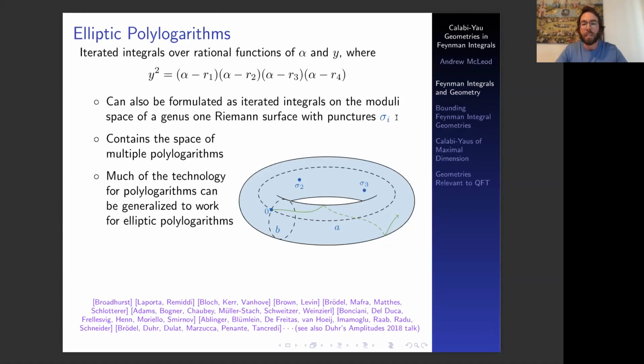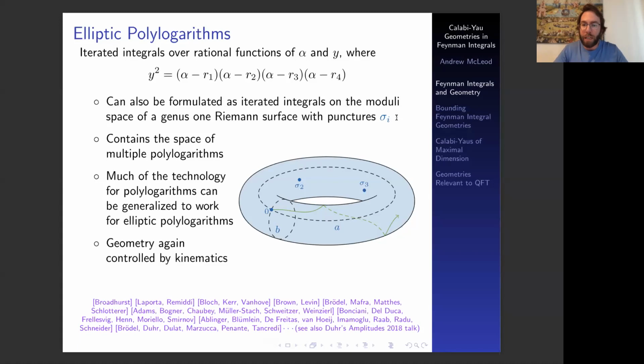Luckily, this space has nice properties like containing the space of multiple polylogarithms. And a lot of the technology that was useful in the polylog case actually can be generalized to help us in this case. And a lot of work has gone into this over the last couple of years. I've shown many of the names involved at the bottom. And actually, there's a great review, a better, more comprehensive review of what's been done in Claude's talk from Amplitudes a couple of years ago.